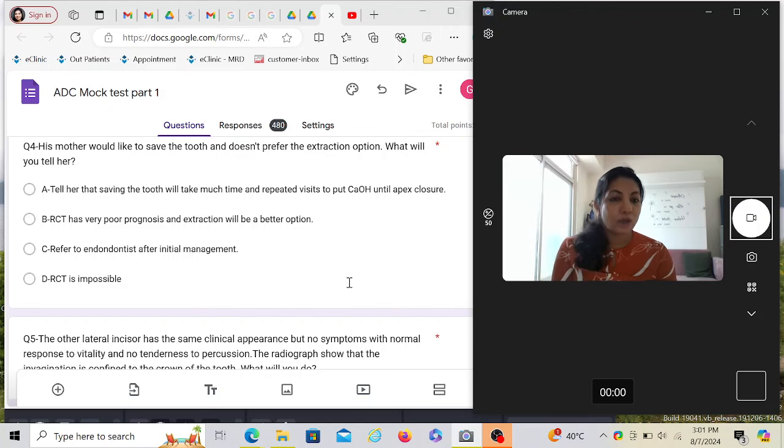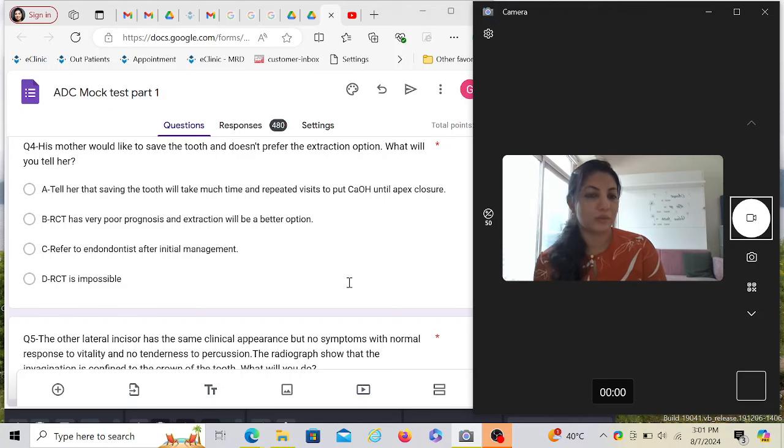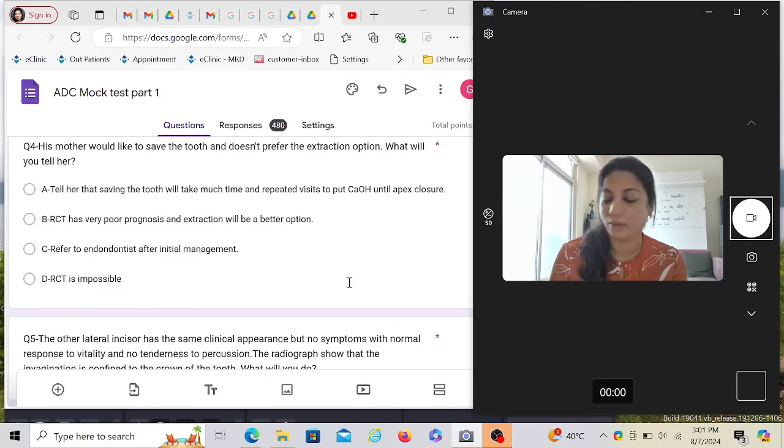RCT is impossible? No. Endodontists exist for a reason. Microscopes exist for a reason. The only way I feel RCT is impossible is when there is furcation involvement, or the patient is highly uncooperative, or there is some systemic problem where you cannot do an RCT. Otherwise, pretty much RCT is very possible. The worst of the worst cases, I've seen endodontists trying to save the tooth and have saved it. So the best option here is to refer to the endodontist after the initial management and let them take care of the tooth, because you as a general dentist are not expected to have that kind of expertise, qualification and skills.